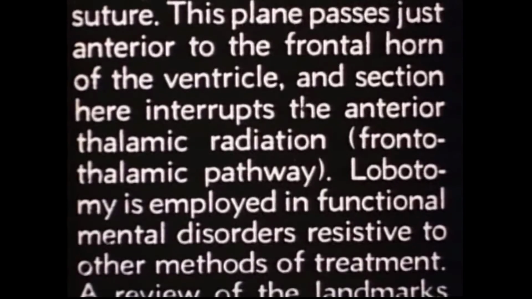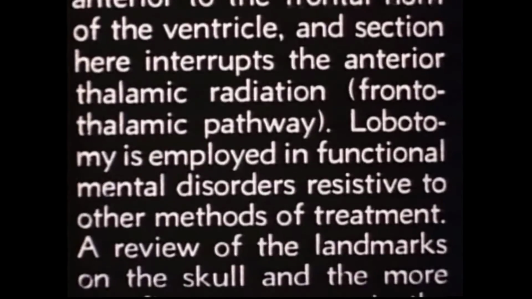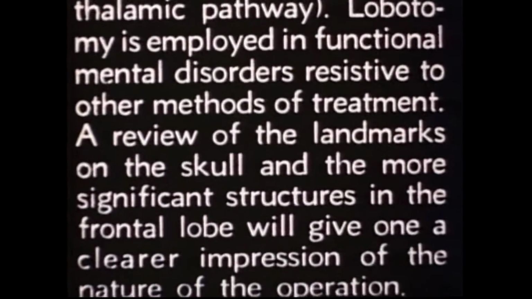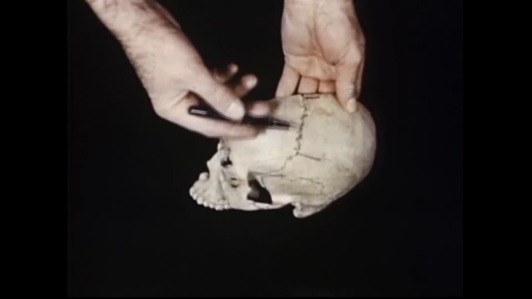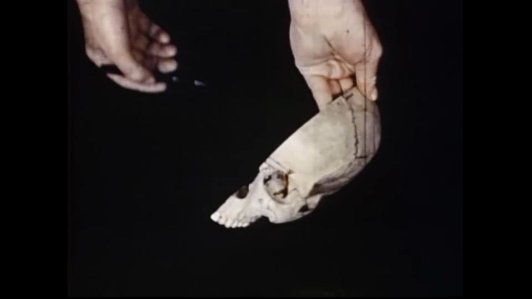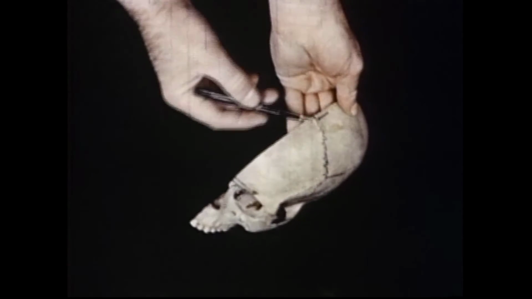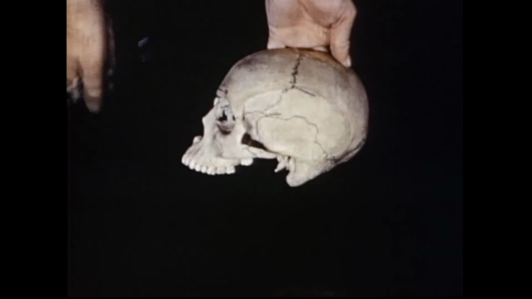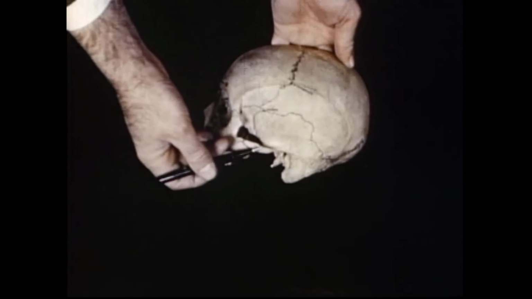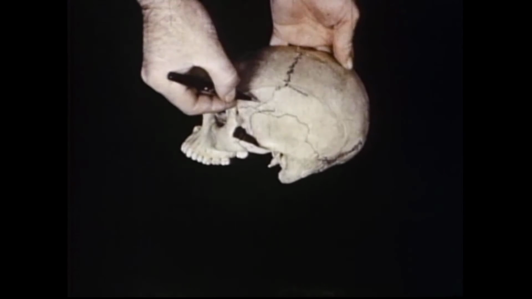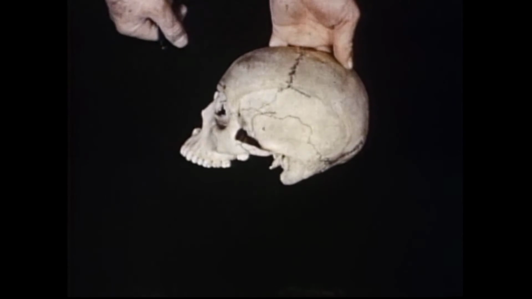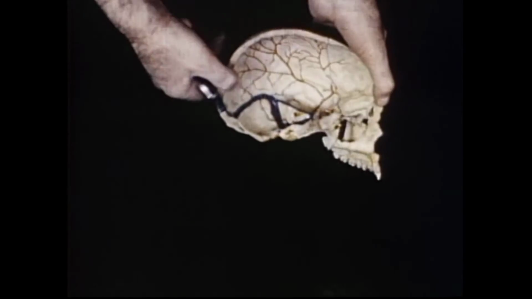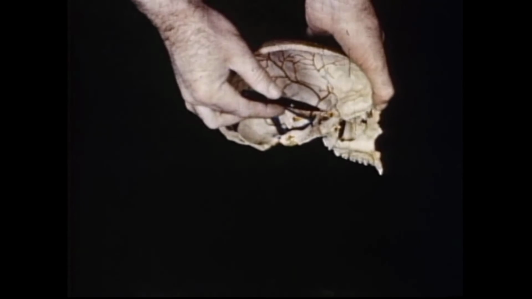A review of the landmarks on the skull and the more significant structures in the frontal lobe will give one a clear impression of the nature of the operation. On the prepared skull, at a point 13 centimeters behind the glabella, the coronal suture is outlined. 6 centimeters above the zygoma in the coronal suture, the opening is made. This corresponds to a point close to the sphenoidal ridge on the interior of the skull.